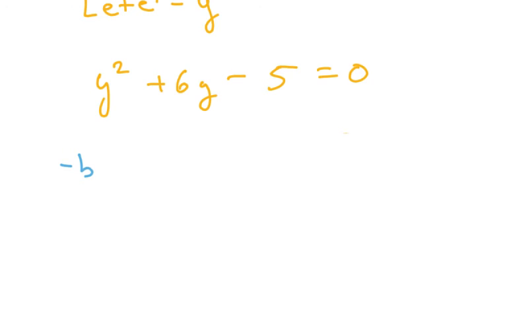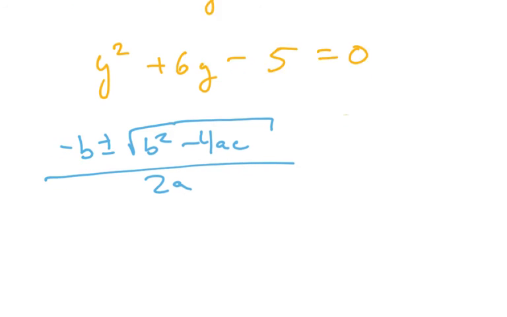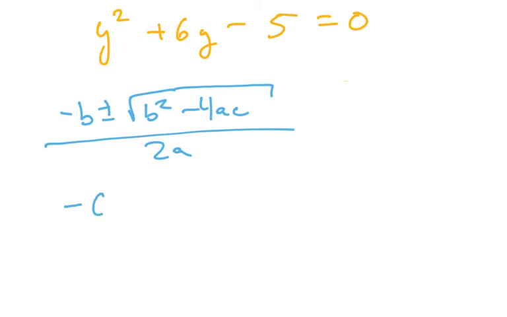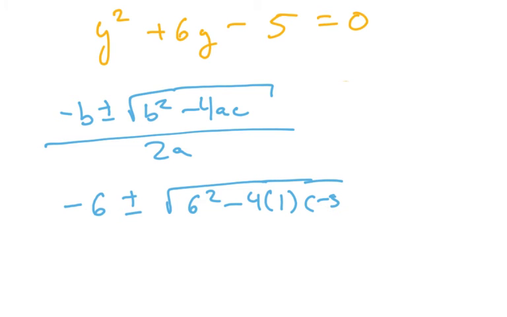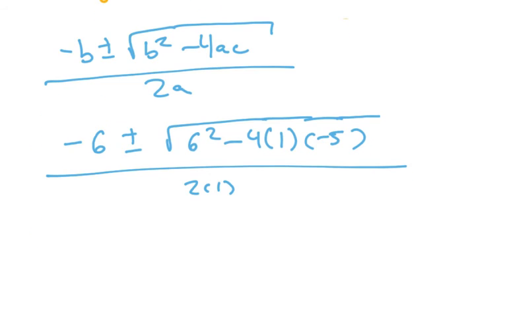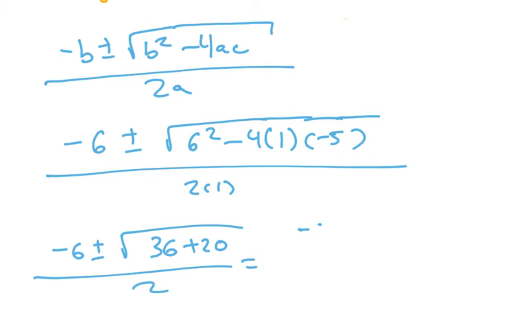So the quadratic formula is negative b plus or minus square root b squared minus 4ac all over 2a. And we know that b is 6, so negative 6 plus or minus square root 6 squared minus 4 times 1 times negative 5, all over 2 times 1. So we'll get negative 6 plus or minus square root 36 plus 20 over 2, which is going to get me negative 6 plus or minus square root 56 over 2.